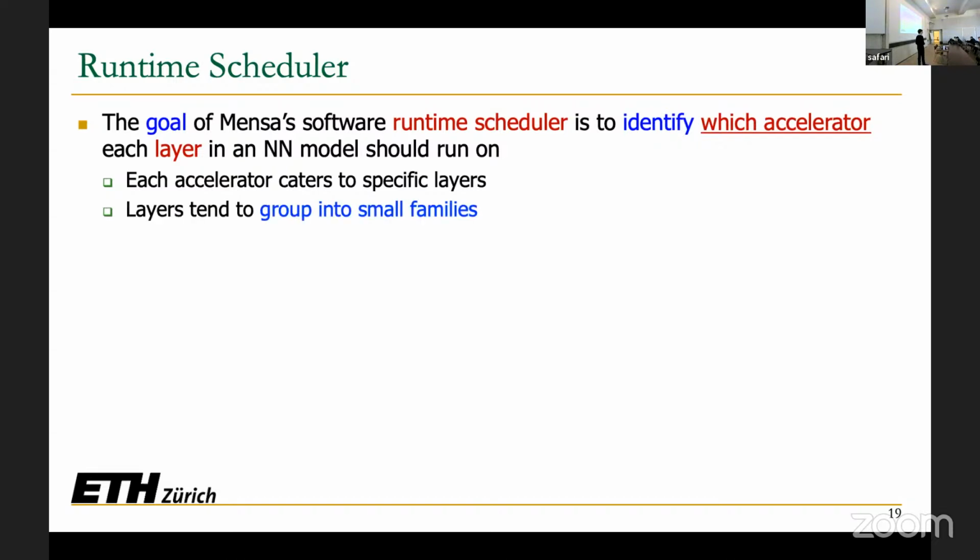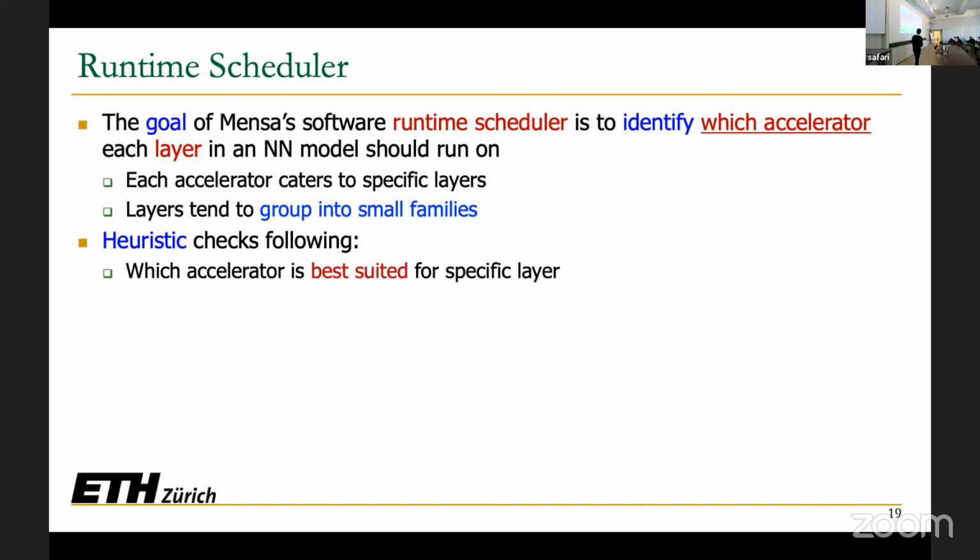Something interesting that the paper finds is that the layers tend to group into families. The runtime scheduler utilizes a heuristic, and it checks whether an accelerator is best suited for a specific layer, and also which layers have high interlayer communication, because it's not worth putting two layers that have high communication in separate accelerators, because then they'll need to talk to each other, and that's not very efficient. So it would be best to put them in the same accelerator.